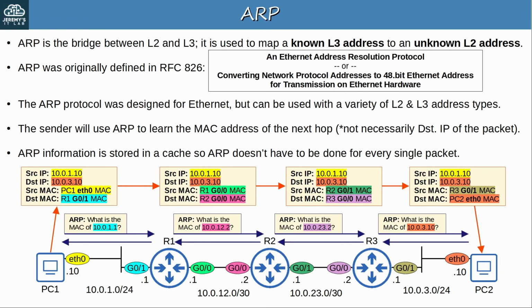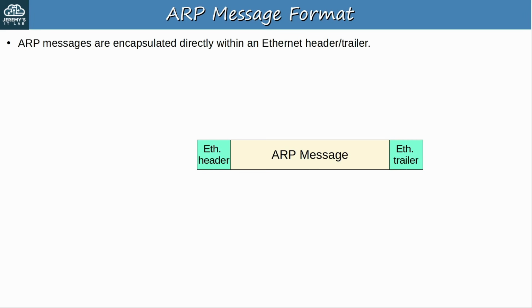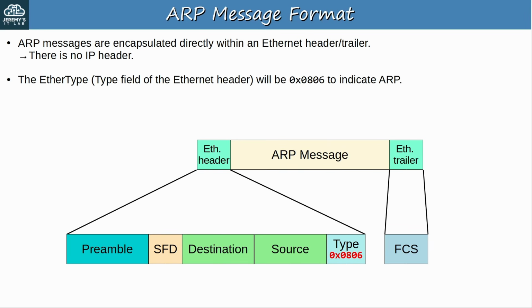Okay, now let's dig deeper into ARP and cover some things you might not know about it yet. Let's look at the ARP message format. ARP messages are encapsulated directly within an Ethernet header and trailer, as you can see in this diagram. So there is no IP header when sending an ARP message, just the ARP message inside an Ethernet frame. The EtherType, meaning the type field of the Ethernet header, will be hexadecimal 0806 to indicate ARP. Some other common EtherTypes are 0800 for IPv4 and 86DD for IPv6.